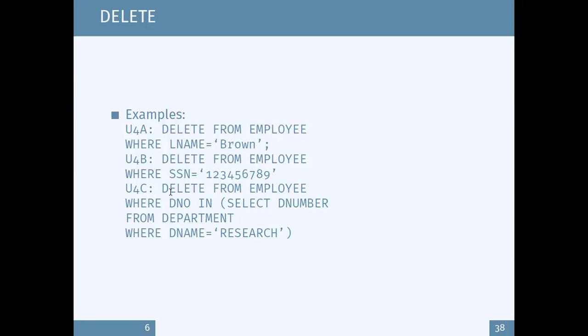Simply, what it says is you are going to take the department number for research. And then here we say delete from employee where the department number is in, and you are getting the department number of research, right? If you refer to the tables, you will see it's 5. So simply it will delete all the employees who belong to the research department.